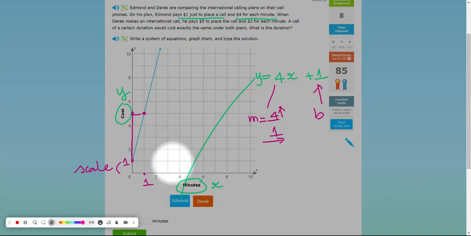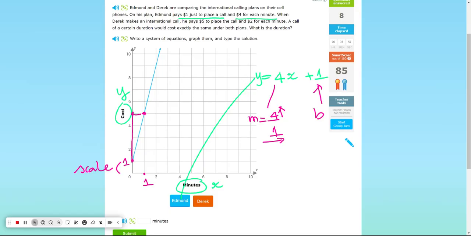Let's write the equation for Derek. Here's the equation: y equals... Derek paid $5 to make a call, so $5 in the back, and then $2 for each minute, so 2x. Okay, so let's graph this.